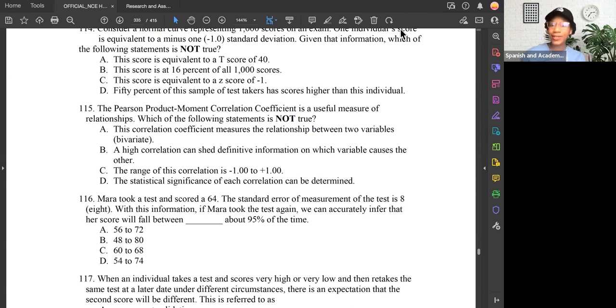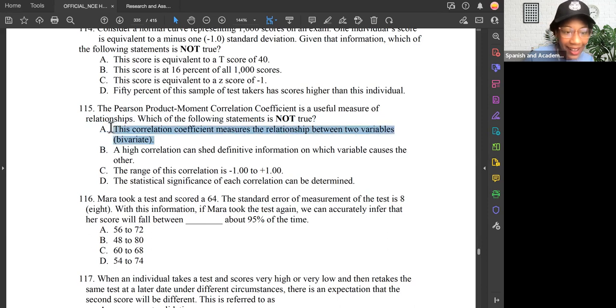Those not true questions can really get some of you. Not true is also saying the same thing as false. So the statements that are true will not be the answer choices, all right? So let's go to A. The correlation coefficient measures the relationship between two variables, bivariate. That is true. We know that a bivariate correlation measures the relationship between two variables. All right, so A, nicely done.